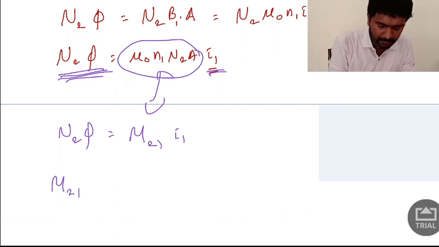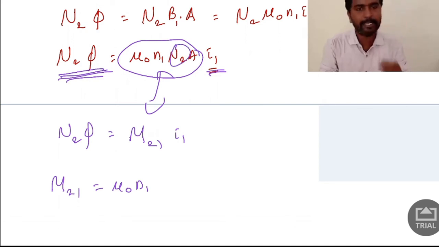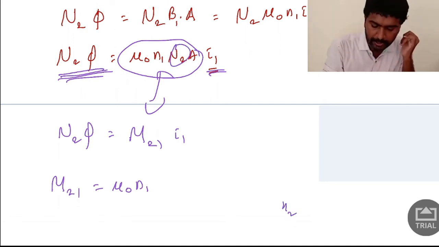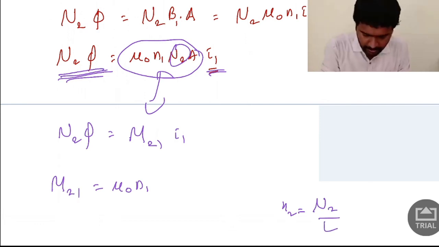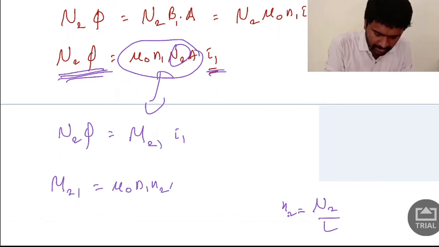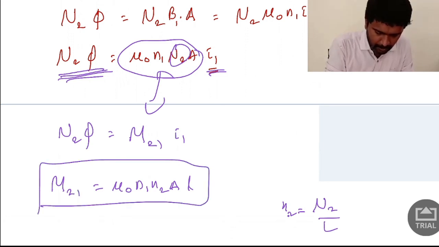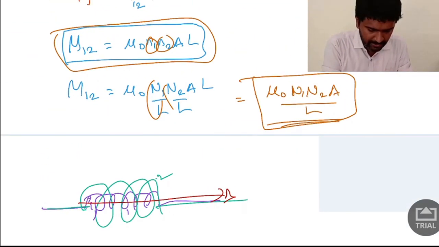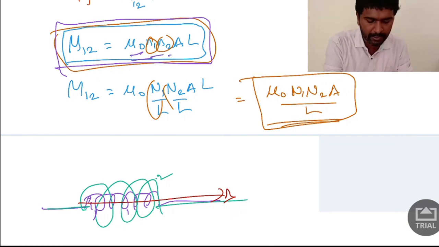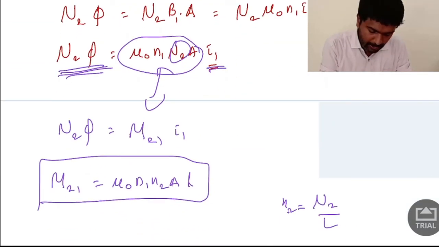So now let us write M21 equals mu 0 n1, and you can write n2 as N2 by L, because small n2 is the number of turns per unit length. So you write n2, and then I will write L at the end. So this is your mutual inductance: M21 equals mu 0 N1 N2 A by L. So you are getting the same equation. Here M12 is mu 0 N1 N2 A by L, and M21 is also mu 0 N1 N2 A by L.